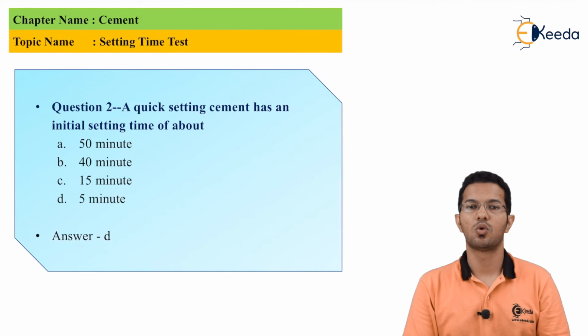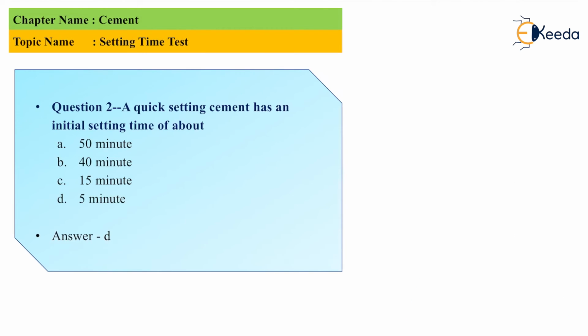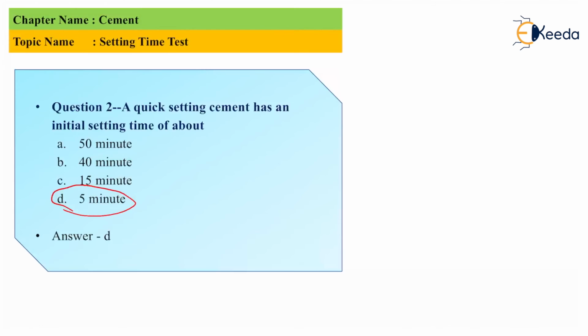Question 2. A quick setting cement has an initial setting time of about A. 50 minutes, B. 40 minutes, C. 15 minutes, or D. 5 minutes. We clearly know that a quick setting cement has an initial setting time of 5 minutes. We have already discussed the types of cement and studied the quick setting cement. As the name suggests, quick setting, we know that the quick setting has an initial setting time of about 5 minutes. Hence, the answer is option D, which is 5 minutes.